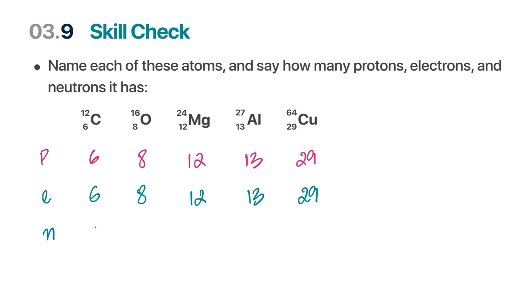So 12 minus 6 is 6, 16 minus 8 is 8, this is 12, I think this is going to be 14, and 64 minus 29. I take 20 away from 64, that's 44. Then I need to take away 9. I first take 4 away, that's 40, then 5 away, 35. So this is going to be 35 neutrons. Okay. Easy? All right, let's move on.